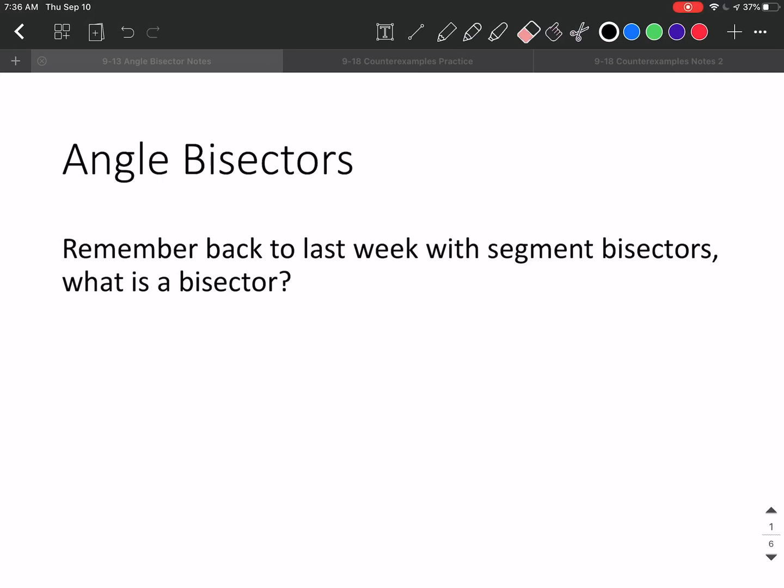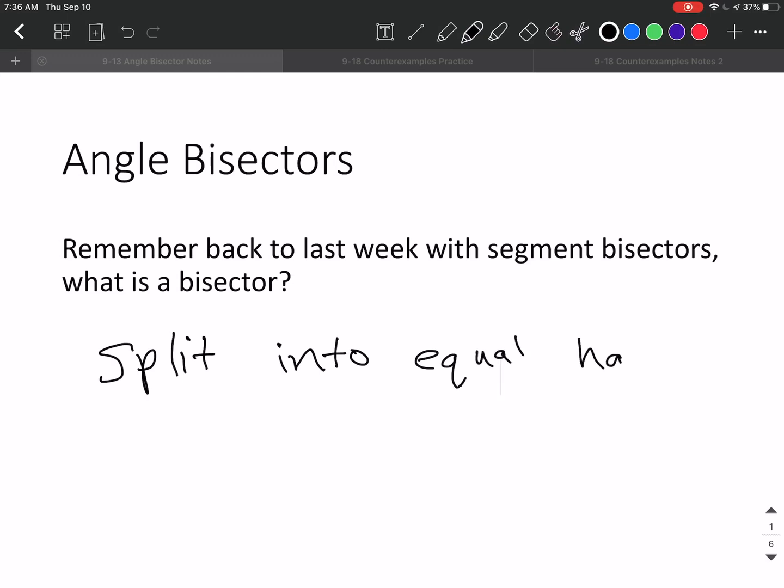So if we remember back to last week with segment bisectors, what is a bisector? Remember, a bisector is going to split into equal halves. So it's just going to split it in half.